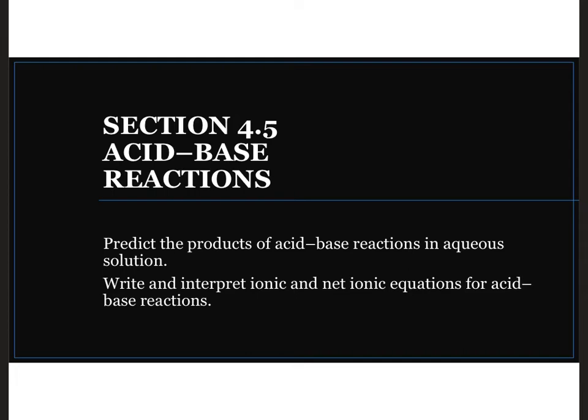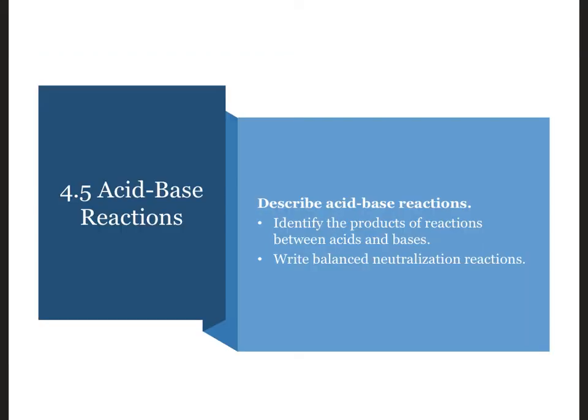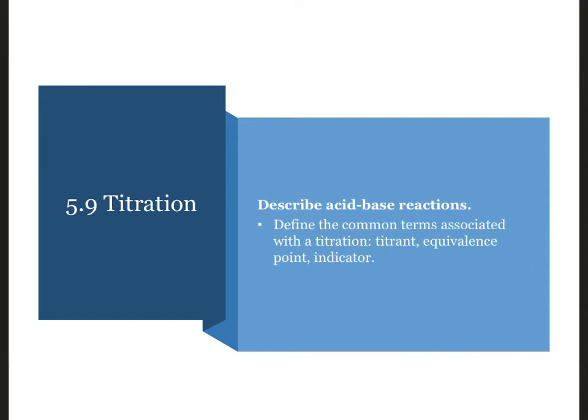In section 4.5, we'll cover how to predict the products of acid-base neutralization reactions and how to write the ionic and net ionic equations. Our learning outcomes were covered by the textbook author's goals for this section. But we also want to add some terminology from section 5.9 to describe titrations.